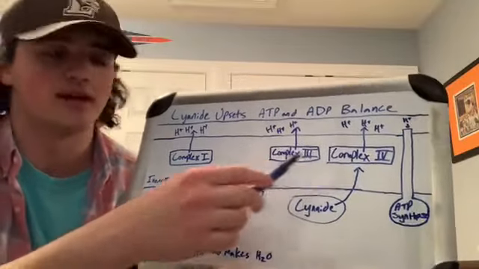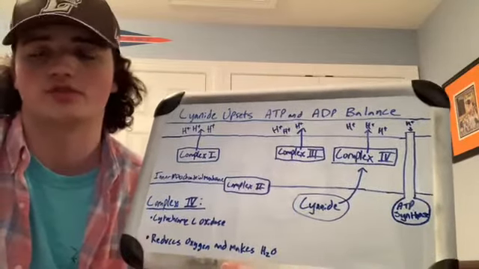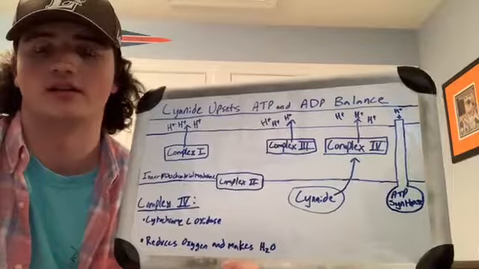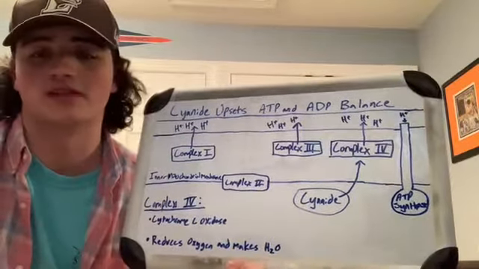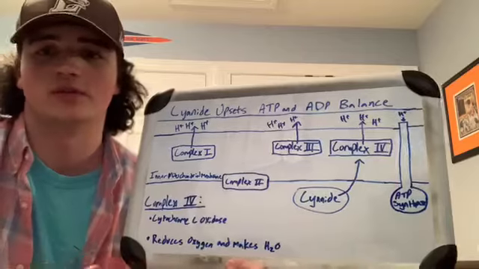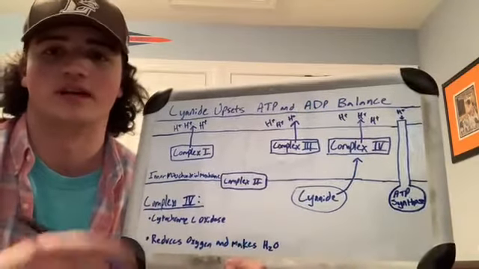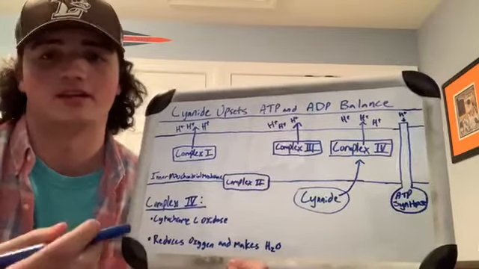Cyanide forms a tight bond onto complex 4 and inhibits any contribution that it has to the hydrogen gradient, thus greatly reducing the ATP output. Since ATP will still be consumed by the cell, this greatly reduces the ratio of ATP to ADP and can lead to cell death.